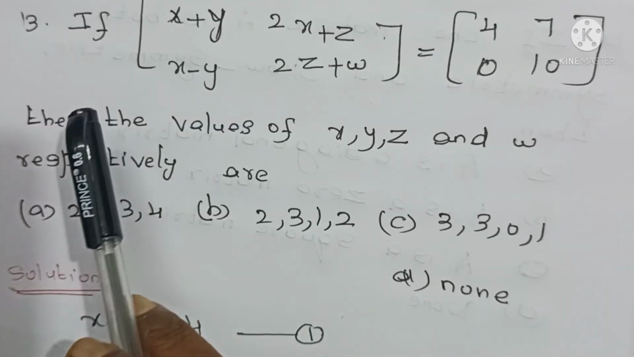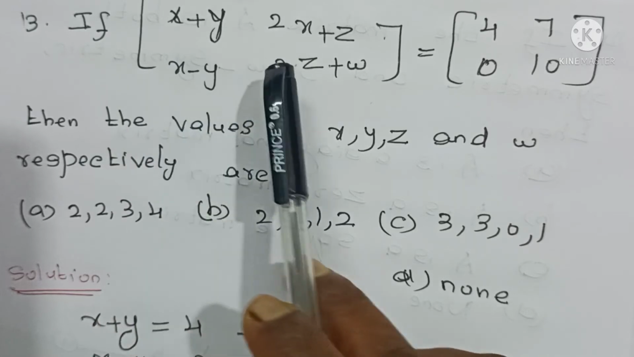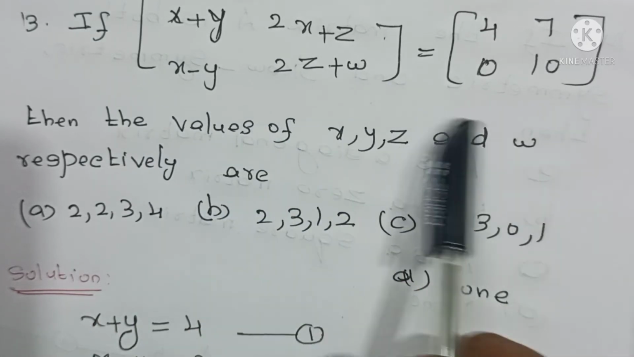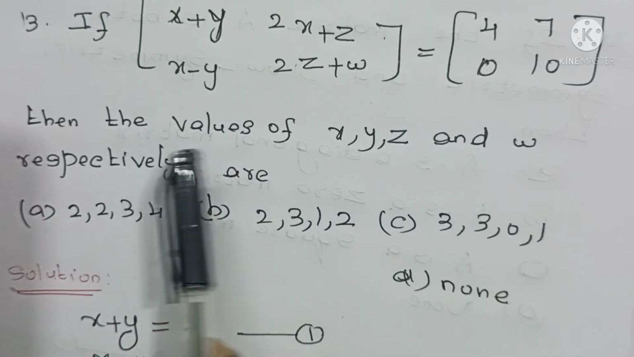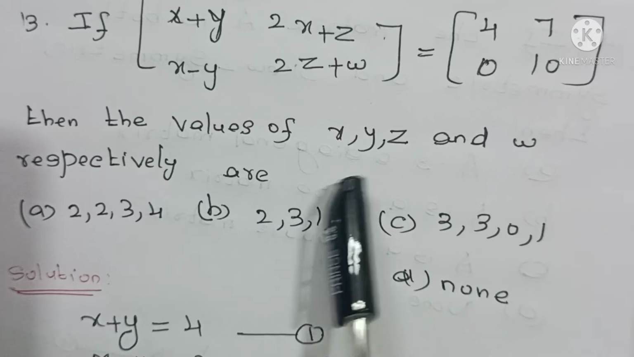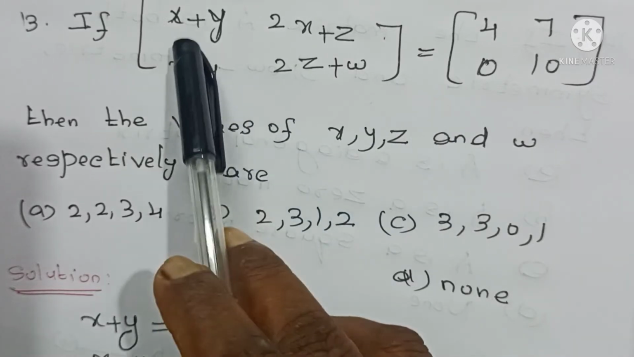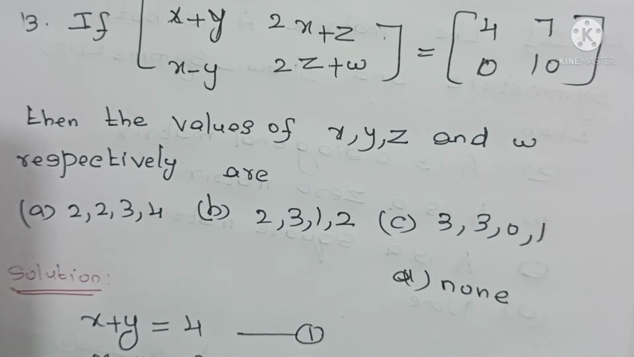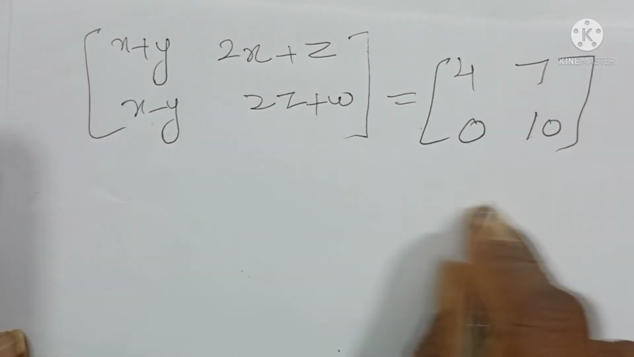Now let's move on to 13th question. If [x plus y, 2x plus z; x minus y, 2z plus w], like this they have given one equation, then find the values of x, y, z and w respectively. How to find the values of x, y, z and w from this equation? So this is the equation.